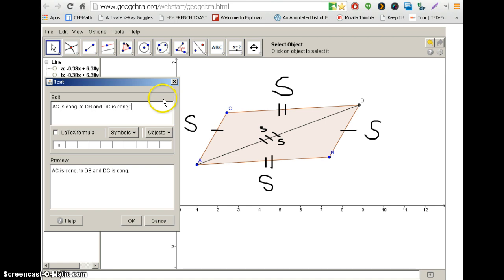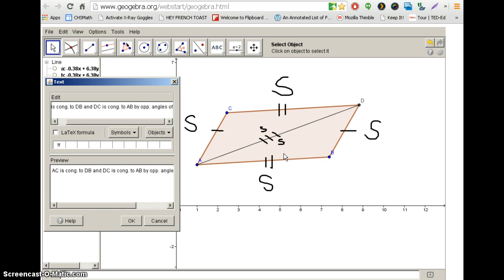DC is congruent to, all right, we're on DC, so we'll go AB, right? AB, and those are all done by, opposite angles of a parallelogram are congruent. Not opposite angles, sorry. Opposite sides. Opposite sides of a parallelogram are congruent. So that's our first statement. We're saying that this side and this side, that side and that side.